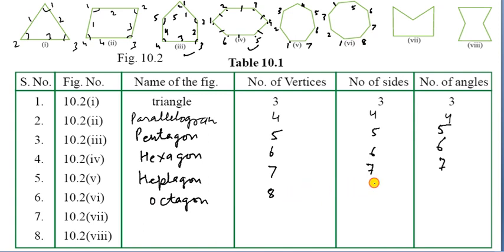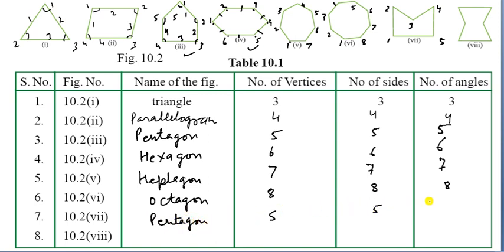So 8 vertices and 8 sides and 8 angles. Now that 7th part, you can count here. So vertices, it is 1, 2, 3, 4, 5. So that one is pentagon. It has 5 sides, so it is called a pentagon.